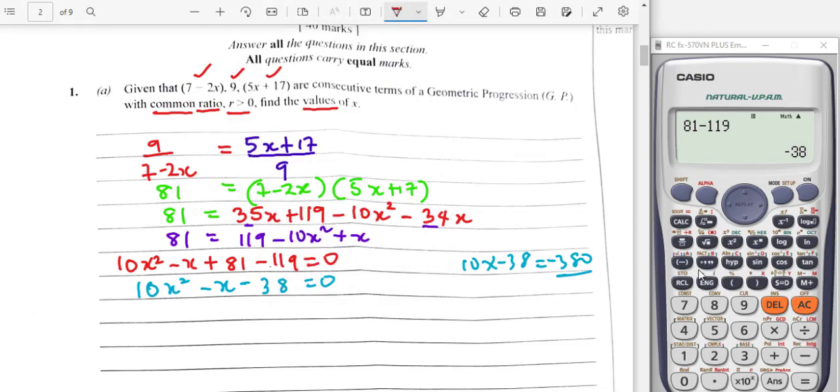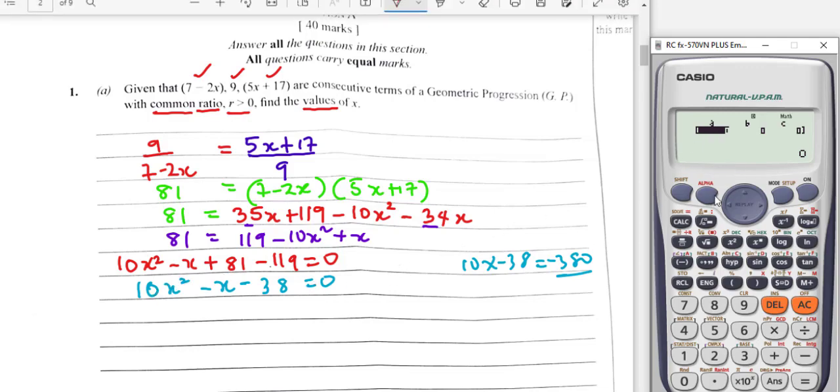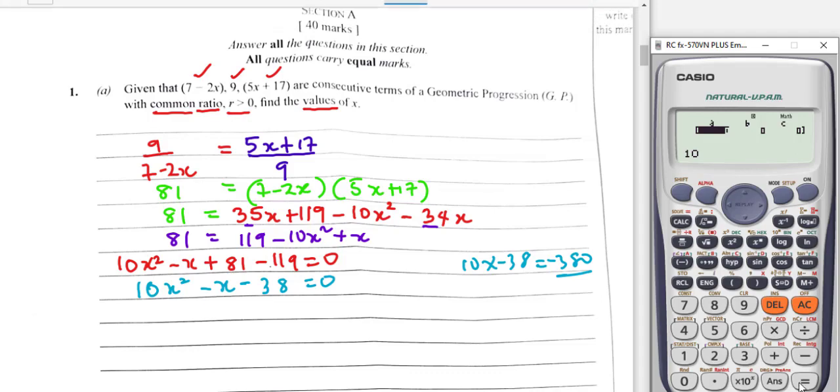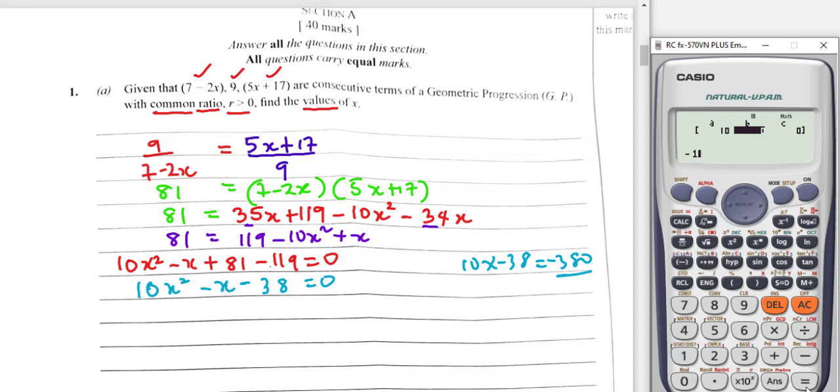So I'm going to use a very small trick here. I'll go back to the calculator, I'll press mode and choose the number 5, that is EQN equation, and I'll come to quadratic equation, that is the number 3 here. The coefficient of x squared is the a, so that is 10 here. I'm going to type 10 and press the equal sign, and the coefficient of x is the b here, and the b here is negative 1, so I'm going to type negative 1 and press the equal sign.